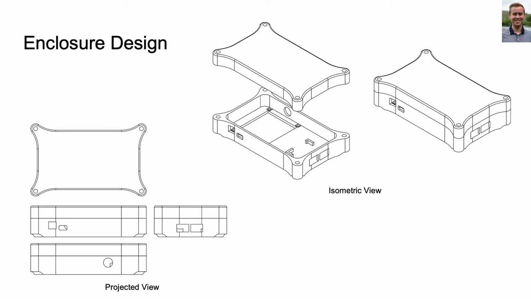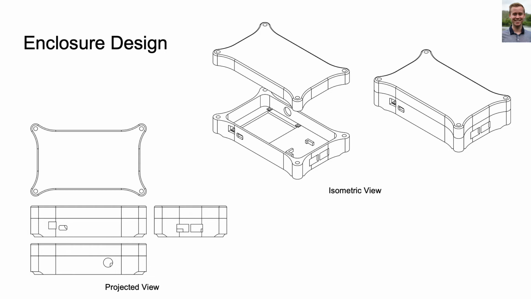Here you can see some CAD-generated drawings of our enclosure design. We included 4 holes on each corner of the enclosure where screws can be inserted and tightened with a nut in order to secure the lid in place. Looking at the exploded isometric view, you can see that 4 holes were created on the inside of the enclosure where the PCB is to be mounted.